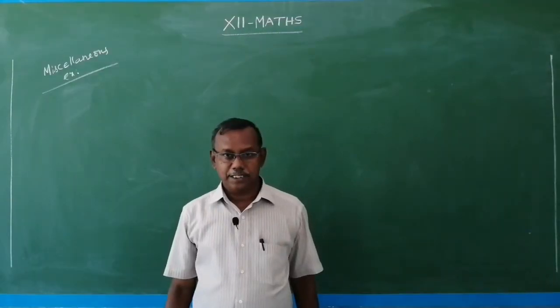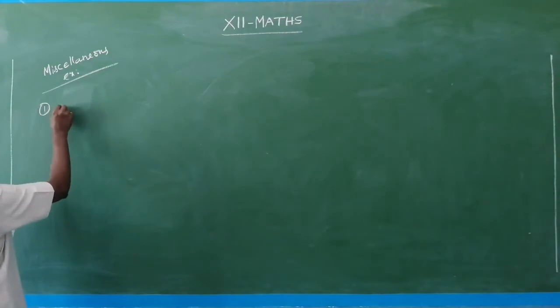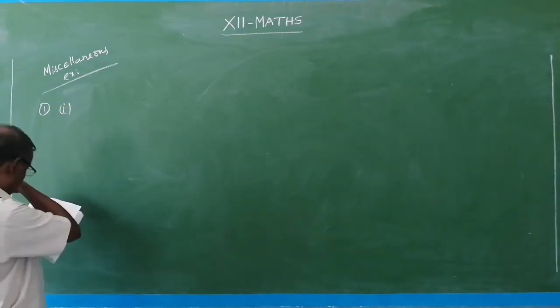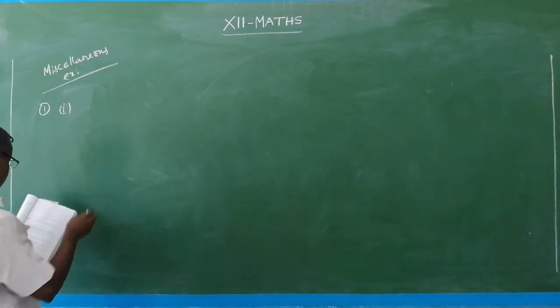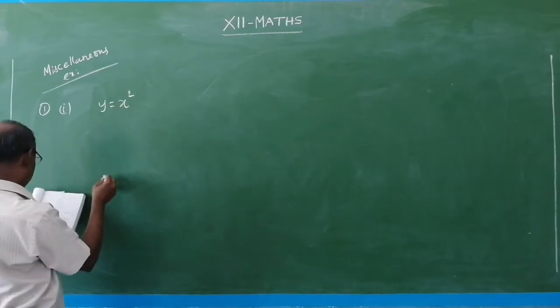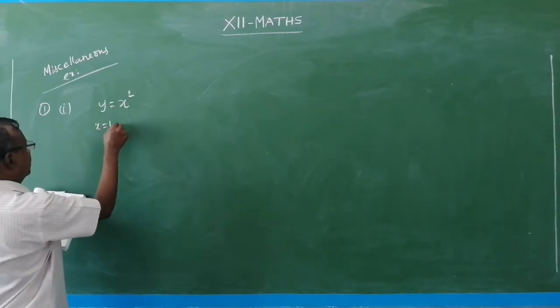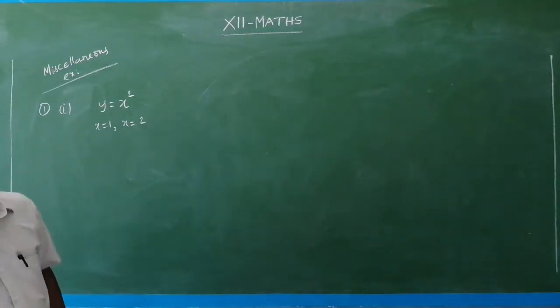Now miscellaneous exercise, problem number 1, subdivision 1. Find the area under the given curves and the given lines, where we are given y equal to x square, x equal to 1, x equal to 2 and the x axis.